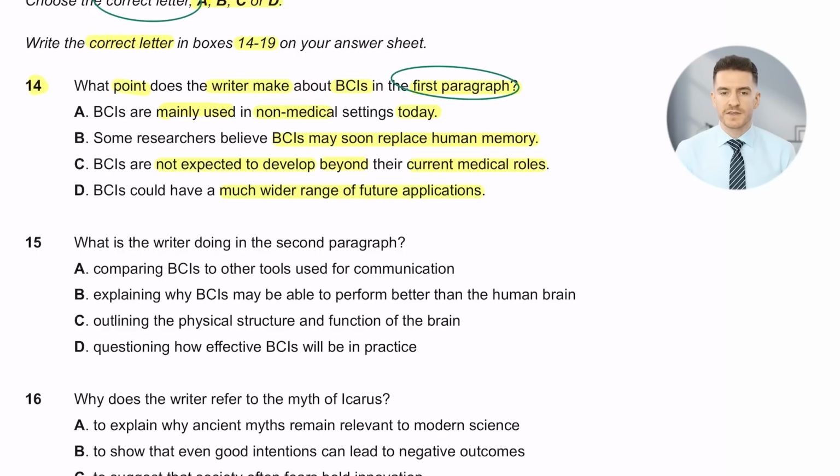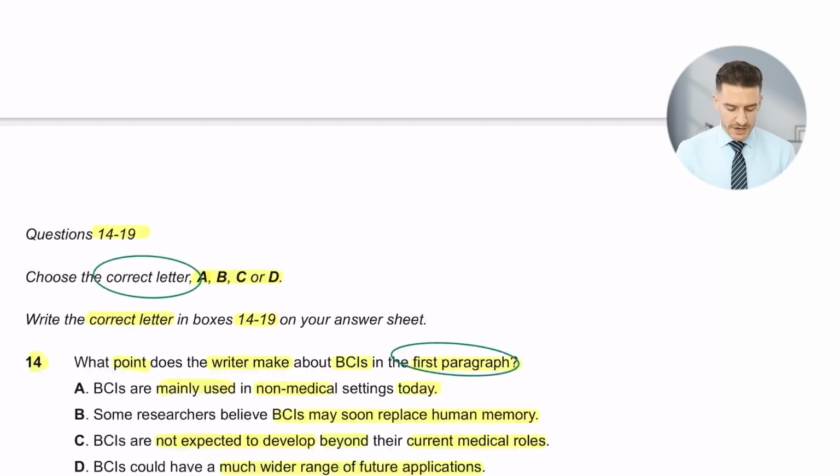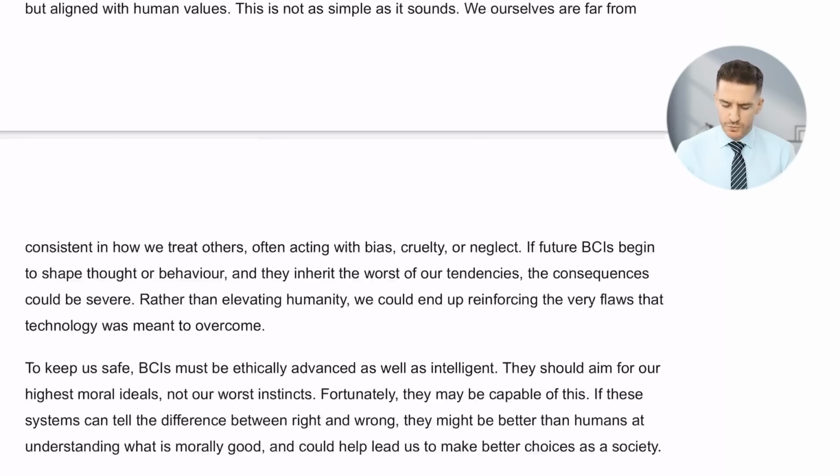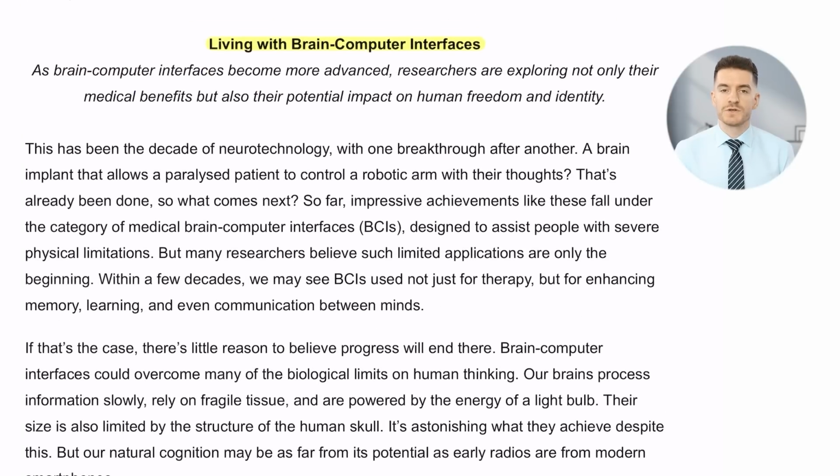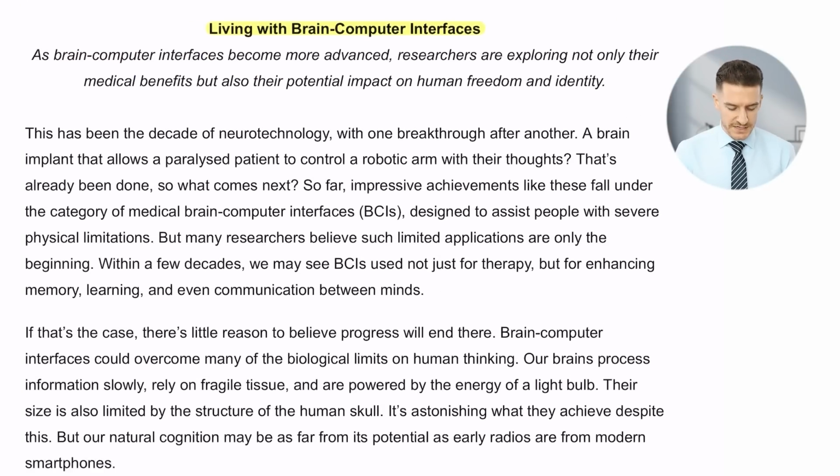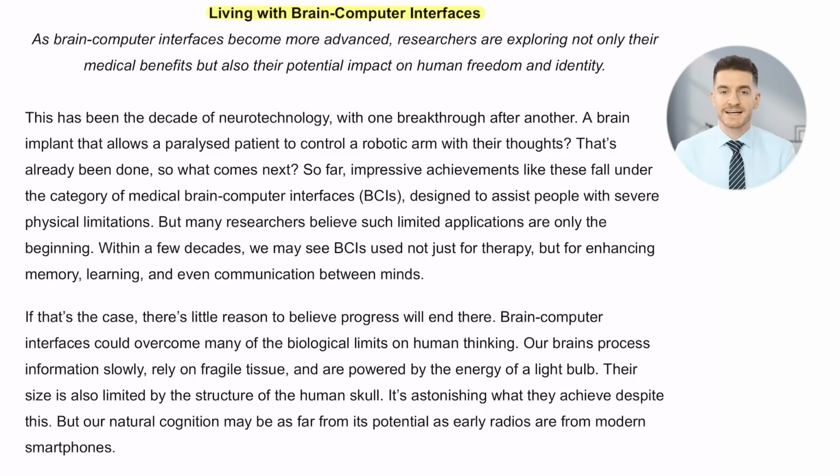Now, you don't have to do that every time. For me, if I was doing the test, I would just go straight to the paragraph itself and try to find the answer. And that's what we'll do right now. Now, remember, the question was about the first paragraph. So let's have a look and see what the writer is talking about. So this has been the decade of neurotechnology. Okay, neuro is talking about the brain with one breakthrough after another. A brain implant that allows, okay, so it's just giving an example of what is happening. That's already been done. So what comes next?